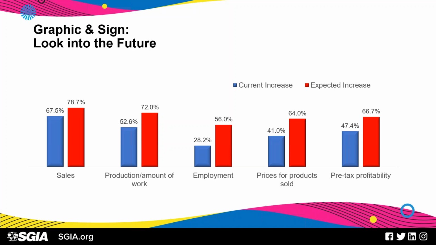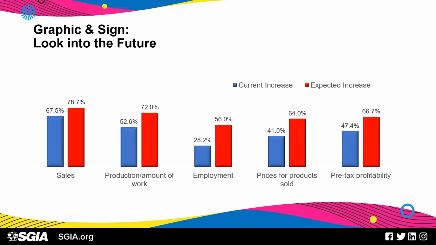For employment, you can see that it's twice as much. So if the increase in employment in the current year was, if only 28.2% of the companies experienced increase in their employment, for the future year, for the next year, the number grows to 56%. More than half of the companies expect to hire more. Prices for products sold also increased from 41% to 64%.